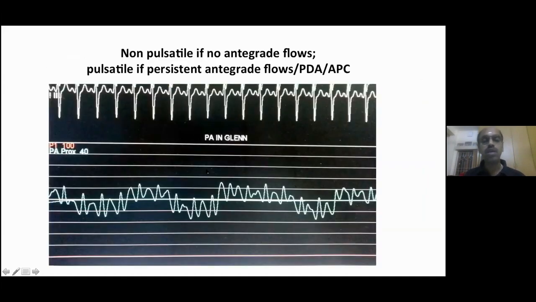Glenn flows, when we are checking the pressures, will primarily remain non-pulsatile if there is no antegrade flow, but will become pulsatile if there is a persistent antegrade flow, or there is a moderate sized PDA or an AP collateral that is flowing into the Glenn circuit. Very, very rarely, the left atrial pressure may reflect on the Glenn circuit if there is a severe mitral regurgitation. A tall V wave of a mitral regurgitation may reflect onto the Glenn trace.